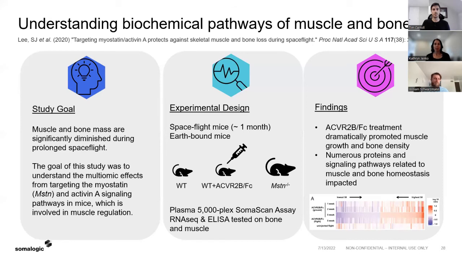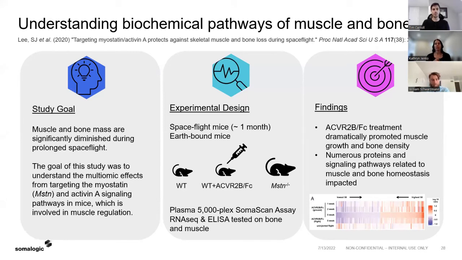Mouse plasma samples were run on the SomaScan Assay 5000-plex. RNA-seq data was also generated from bone and muscle from these mice. And some ELISA experiments were also tested with plasma samples from these mice.